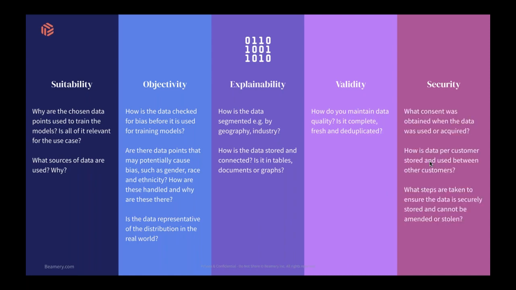And then finally, security. These will be familiar for you. And some of these are on what consent was obtained when the data was used or acquired. How is data per customer stored and used between other customers? This is an important one to understand what you're signing up to and how much data you're sharing between other customers, whether the data is anonymized or not, and also what steps are taken to ensure that data is securely stored and cannot be amended, or of course, in the worst case scenario, stolen. So once we've looked at some of these vectors within data, let's look at the model layer.